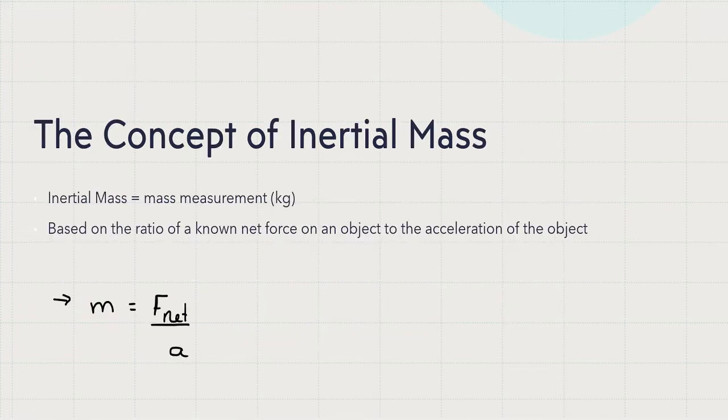We also need to understand the concept of inertial mass. Inertial mass is a mass measurement in kilograms, or SI units, and this is based on the ratio of a known net force on an object in relation to the acceleration of the object. So it's the same formula, just manipulated around, so it's already solved for m. And you could do the same sort of setup here, that you could find the acceleration if you know the net force and you know the mass. So there's three different representations of this equation that is just simply done by swapping it around as you solve for the same variables.